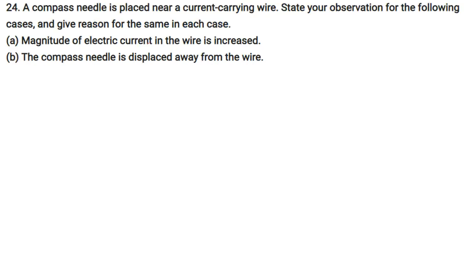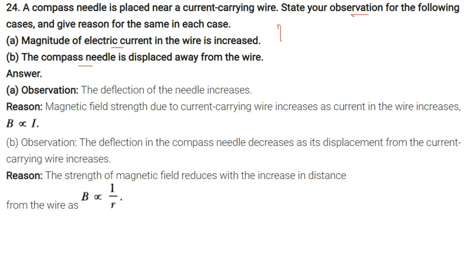A compass needle is placed near a current carrying wire. State your observation for the following cases and give reasons for each. First, the magnitude of electric current in the wire is increased. Second, the compass needle is displaced away from the wire. In the first case, the deflection of the needle will increase. The reason is that the magnetic field B due to the current carrying wire is directly proportional to the current, so it increases as the current in the wire increases.